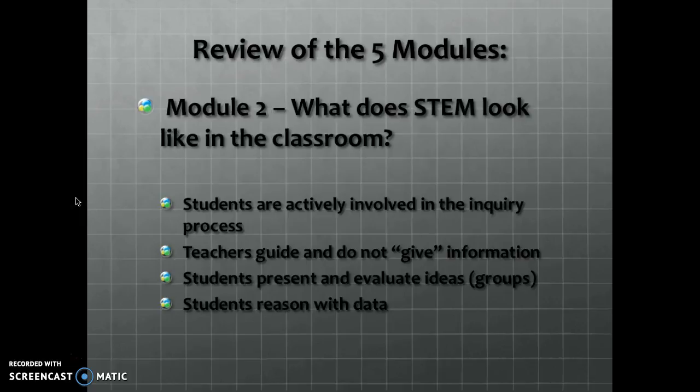Module 2, what does STEM look like in the classroom? Well, in the classroom, students would be actively involved in the inquiry process. The teacher, myself, would guide and not give information. Students would present and evaluate ideas within their groups. They will have a handout that is somewhat guided for them, that can be found on the lesson page of the Capstone presentation. And also students would be reasoning with the data that they find.